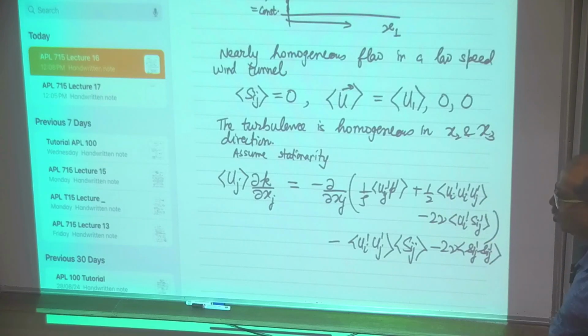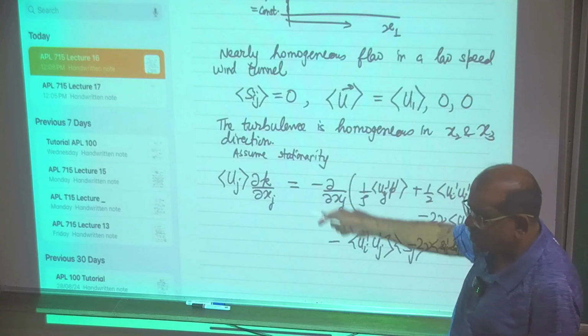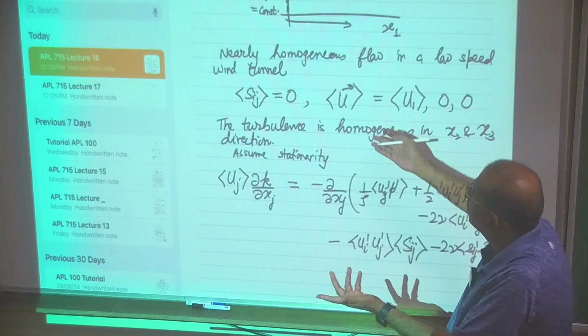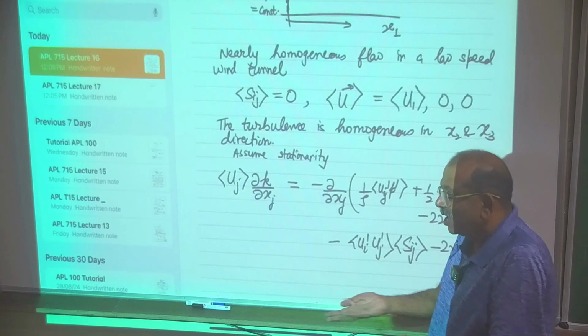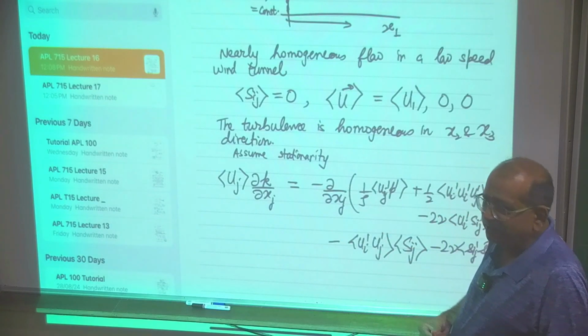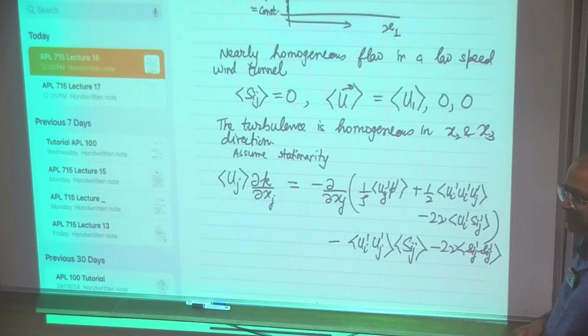This is only for the turbulent kinetic energy. Mean energy we have already discussed earlier, and now we are coming to turbulence. In this case, there is nothing in the mean equation. U1 is constant, so what you will get is just a constant kinetic energy. So that's why we don't even talk about it.